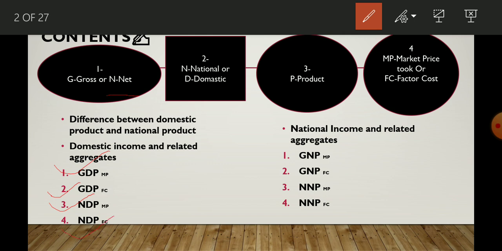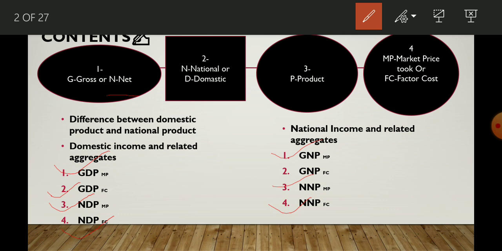Let us understand the aggregates related to the national concept. The first one is GNPMP. How will we read it? Gross national product at market price. GNPFC, gross national product at factor cost. Then NNPMP, net national product at market price. Last one is NNPFC, net national product at factor cost. I think these tips are very helpful for you to read these 8 aggregates in a proper manner.